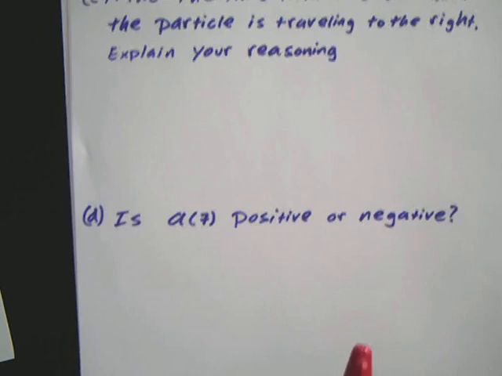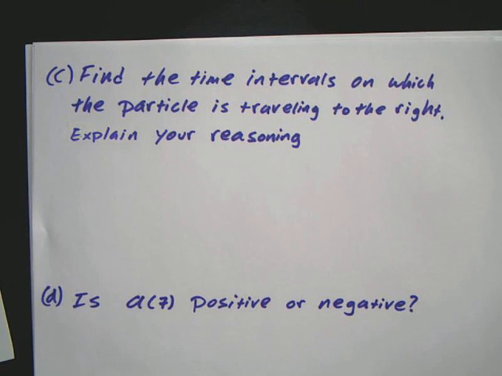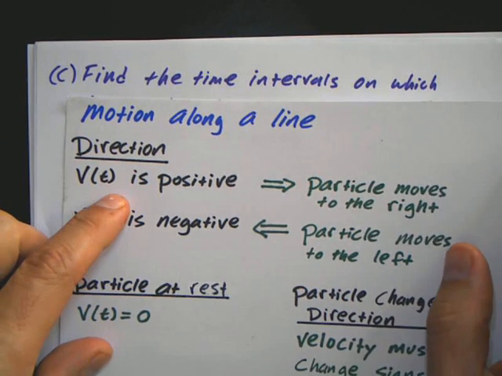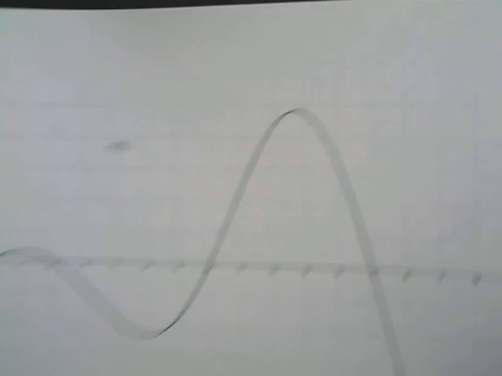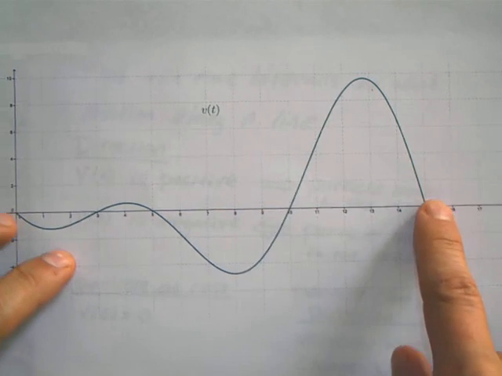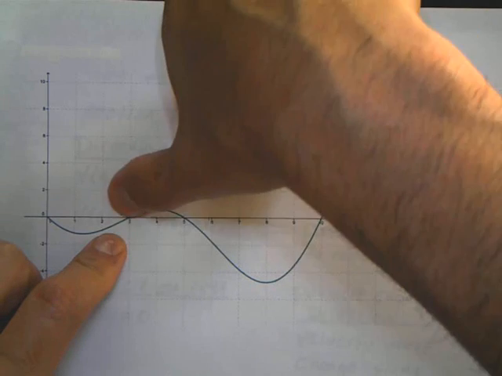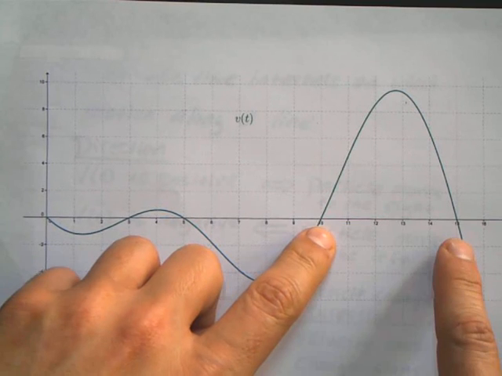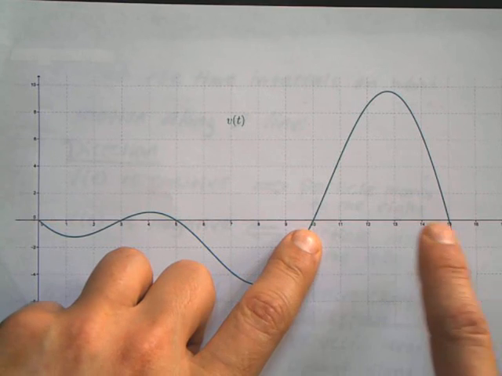Alright, moving on to part C. Find the time interval on which the particle is traveling to the right, and we have to explain our reasoning. Traveling to the right is, from the definitions, whenever the velocity is positive. So we have to analyze this graph to see on what intervals it's positive, above the x-axis. It looks like from 3 to 5, the graph is above the x-axis. So that's going to be the time when the particle is traveling to the right. Also from 10 to 15, this graph is above the x-axis, making it positive. So from 10 to 15 is another time interval.